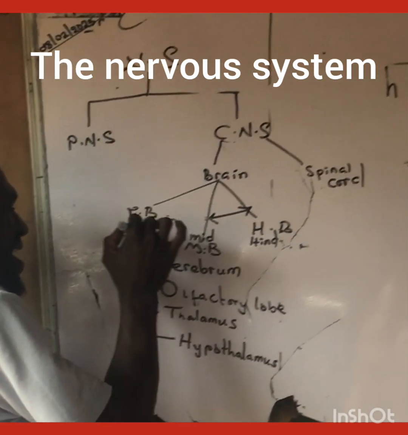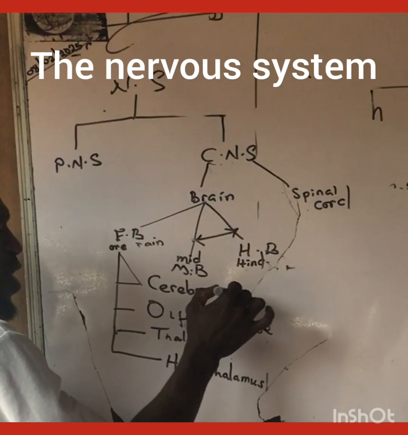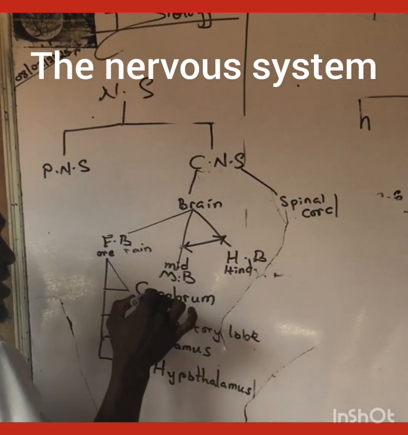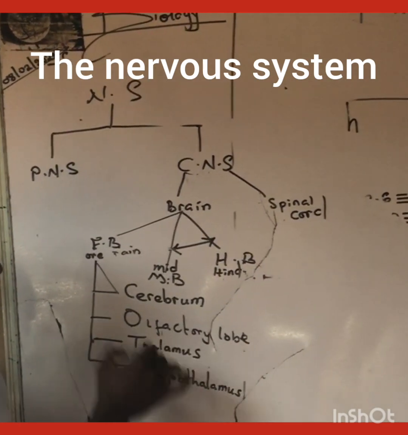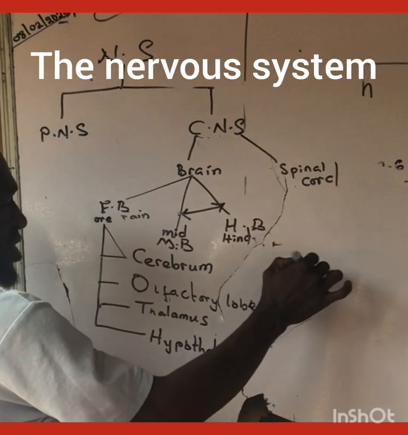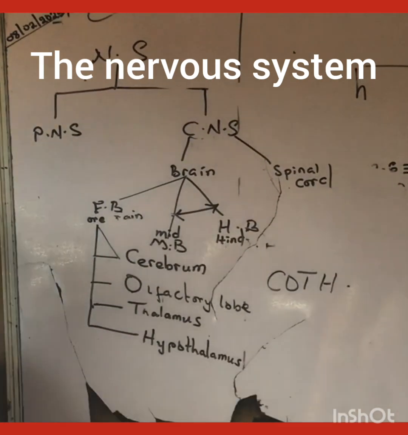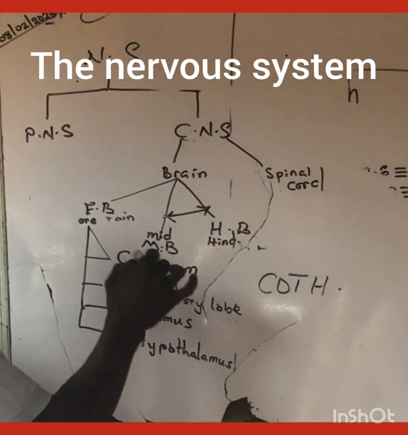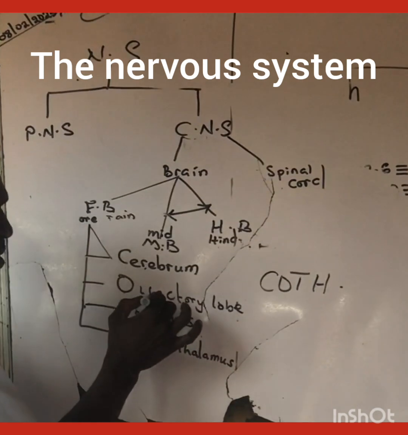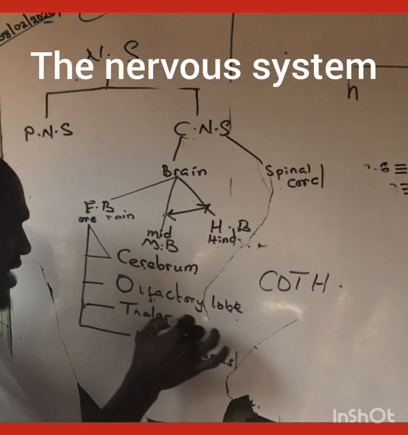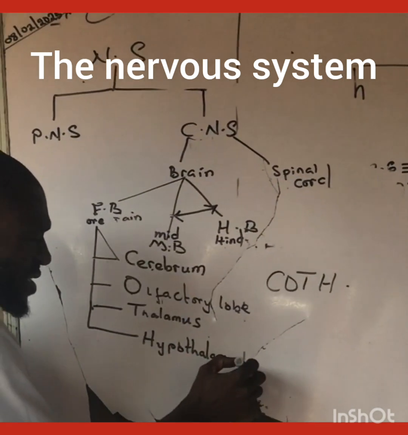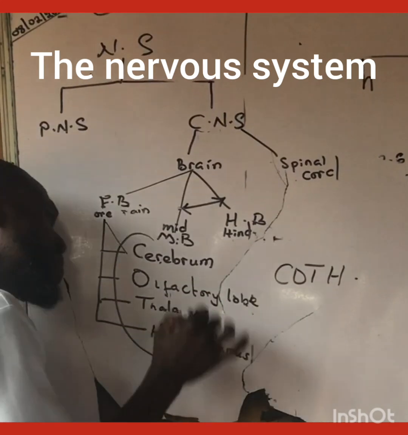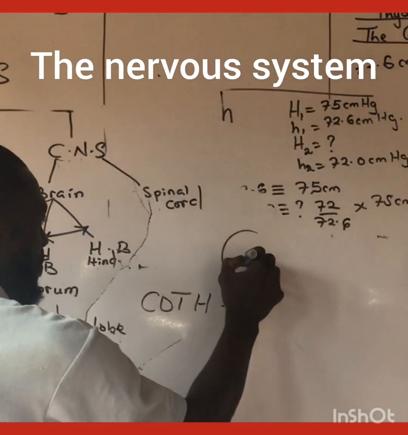The forebrain is divided into four parts. We have COTH, which you can remember as cause: cerebrum, olfactory lobe, thalamus, and hypothalamus. We want to focus on this one. We are going to start with the cerebrum.